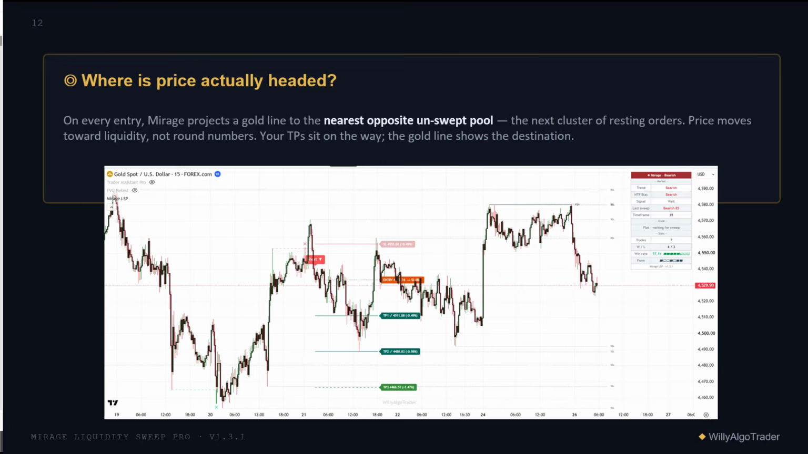And my favorite touch, the liquidity target. The R multiple TPs tell you where to take money off. The liquidity target tells you where the market is actually trying to go. On every entry, Mirage projects a gold line to the nearest opposite unswept pool. A long aims at the closest buy side above, a short at the closest sell side below, because price moves toward liquidity, not round numbers. That gold line is the draw, and I use it as a partial exit zone all the time.